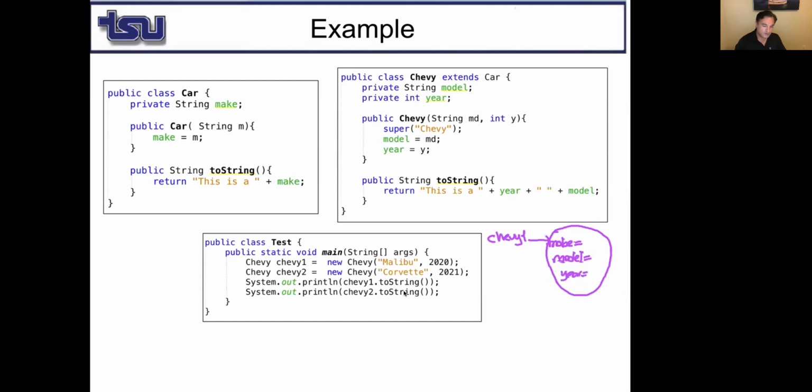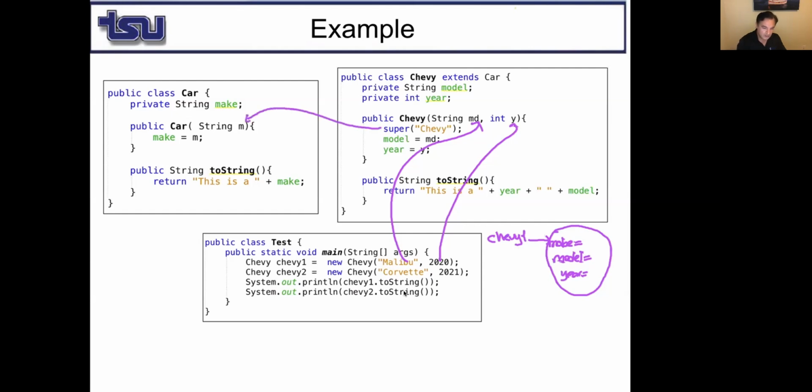Okay, then Malibu and 2020, that means MD here, MD is Malibu, and this one is 2020. Okay, then I'm going to go to the first line here, and it's going to make a call to the superclass constructor. So it will go right there.